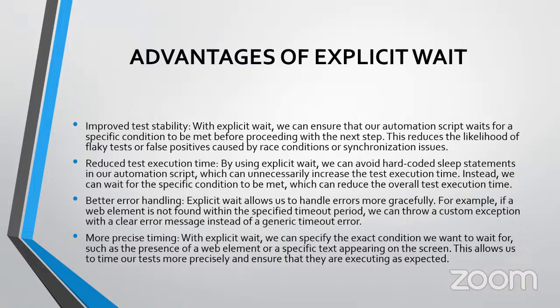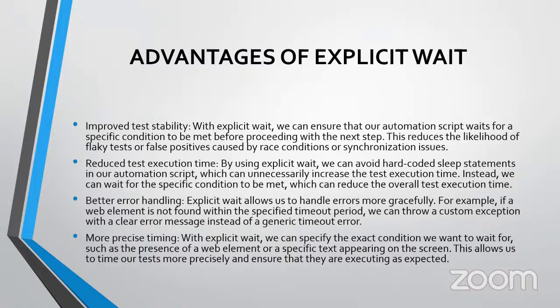Thank you. So with the advantages of explicit wait, it improves test stability. With explicit wait, we can ensure that our automation script waits for a specific condition to be met before proceeding with the next step. This reduces the likelihood of flaky tests or false positives caused by race conditions or synchronization issues.